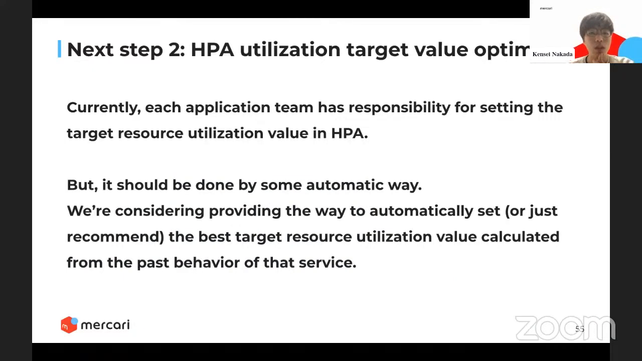Another one is the target value optimization. Currently, as I said, HPA allows us to define the ideal resource utilization in each object. So each application team has responsibility for setting those values. But we are thinking it should be done in some automatic way, like VPA does, based on the historical data. Oh, okay. So it's the last slide from me. So yeah, thank you for listening to my presentation.